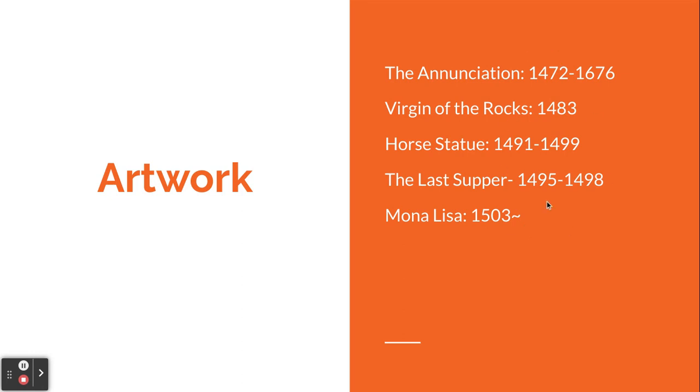These are the times they were started and completed, except the Mona Lisa. It was started in 1503, and you'll see there's a tilde because he never thought it was finished. He brought it with him everywhere he went until his death, and he just added little touches to it. So even by today's standards, it's not a completed painting, technically.